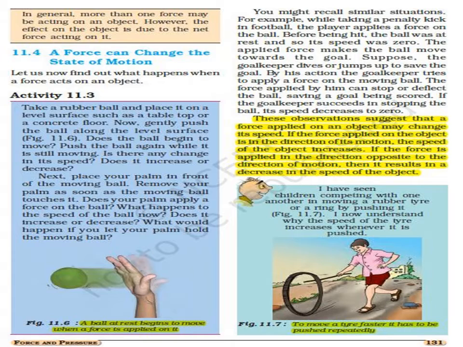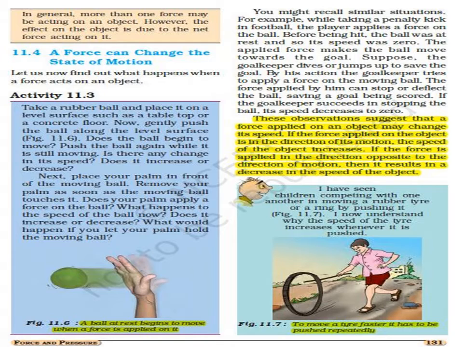Similarly, when a boy pushes the tire repeatedly, then it moves, but when he stops, the tire will eventually stop. So we can say that when we apply force, we can change the speed of an object. If the force applied on the object is in the direction of its motion, that is, in which the object is moving, then the speed of the object will increase. But if the force is applied in the direction opposite to the direction of motion, then it results in a decrease in the speed of the object.